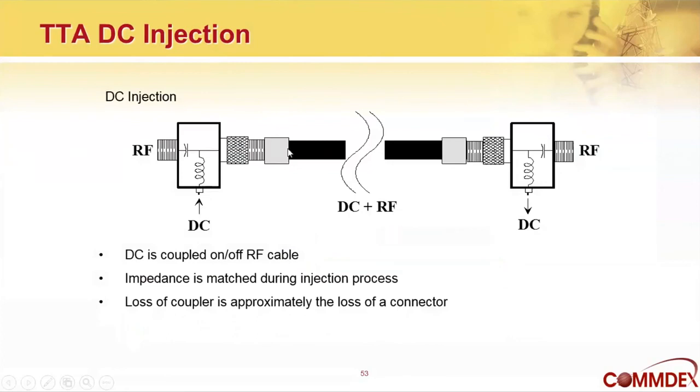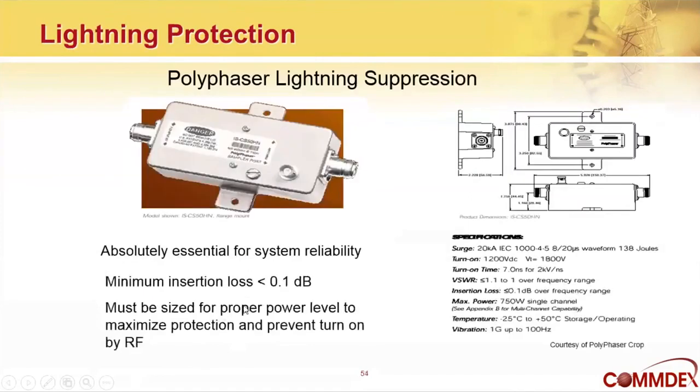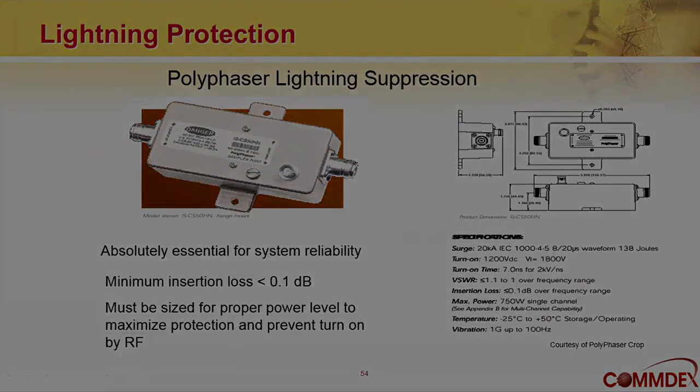The tower top amplifier requires power. Again, the way power is brought up there is through a DC power supply in the indoor unit, through an inductor into the main line, and out to the amplifier. And this is a typical type of DC injection, like a polyphaser. You'll see the input and output lines, but you'll also see a connector that is used to put the DC in.